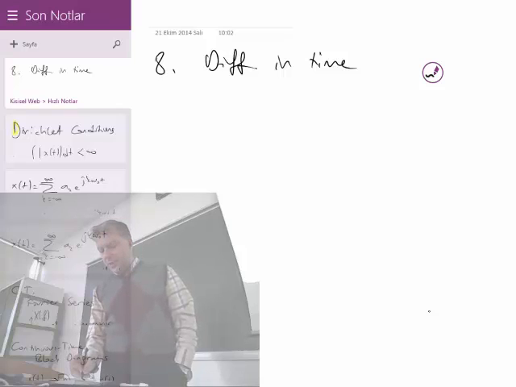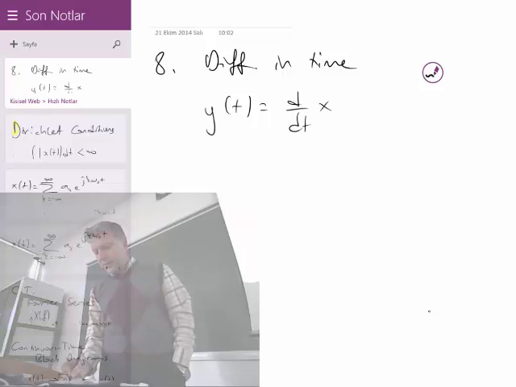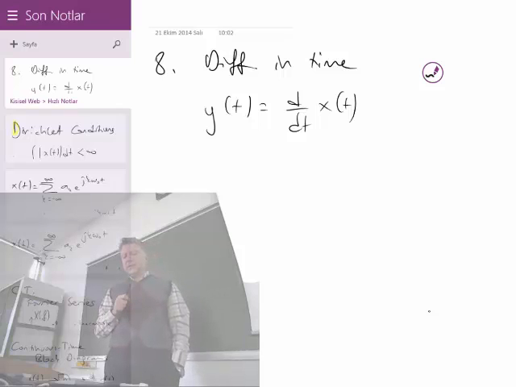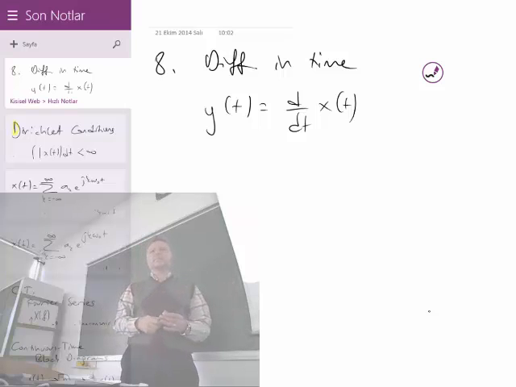If you have this kind of a situation, y of t is equal to d by dt of x of t. Notice that as long as the signals are nicely behaving, their derivatives will have the same period. For example, what's the derivative of a cosine? The derivative of a cosine is a sine, and cosine has the same frequency as the sine, its derivative. So by differentiation, the periods don't change. It will still be a same or similar periodic signal.